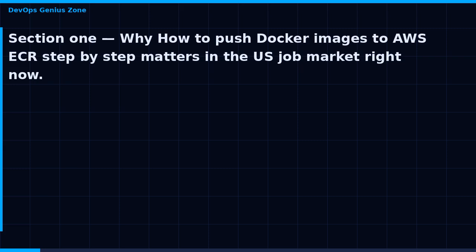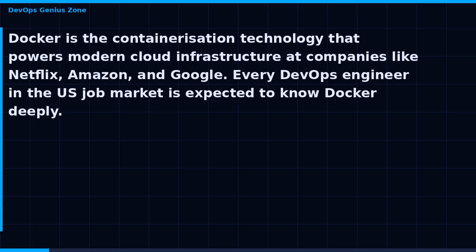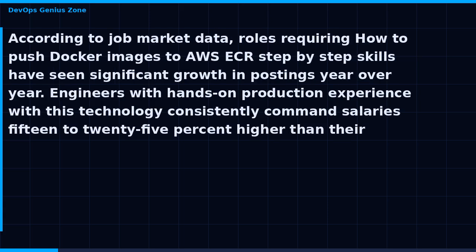Section 1: Why how to push Docker images to AWS ECR step by step matters in the US job market right now. Docker is the containerization technology that powers modern cloud infrastructure at companies like Netflix, Amazon, and Google. Every DevOps engineer in the US job market is expected to know Docker deeply. According to job market data, roles requiring how to push Docker images to AWS ECR step by step skills have seen significant growth in postings year over year.